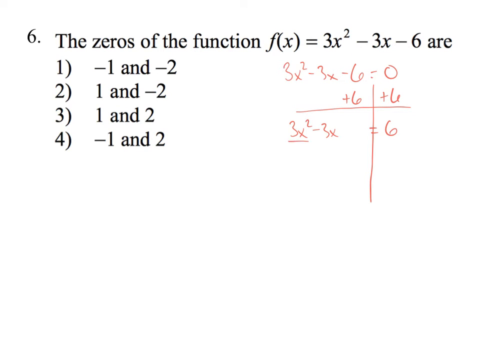Step 2 is to divide by a, and a is 3. So everything gets divided by a, and now you have x squared minus x equals 2. Now you have to add b over 2 squared to both sides. So that's what's going to go here, and I want you guys to finish that one on your own. So make sure that you add that to both sides. And then you'll finish, and you should get one of these answers here.